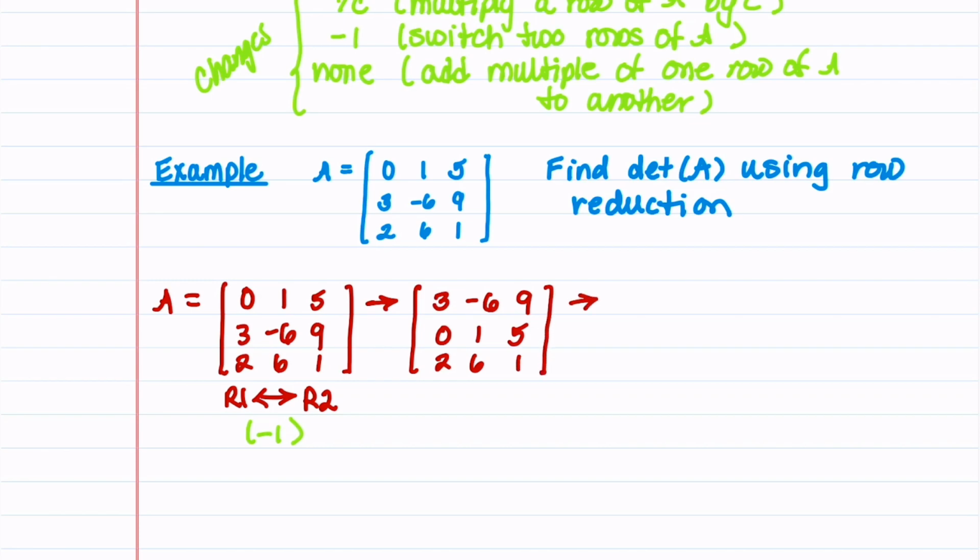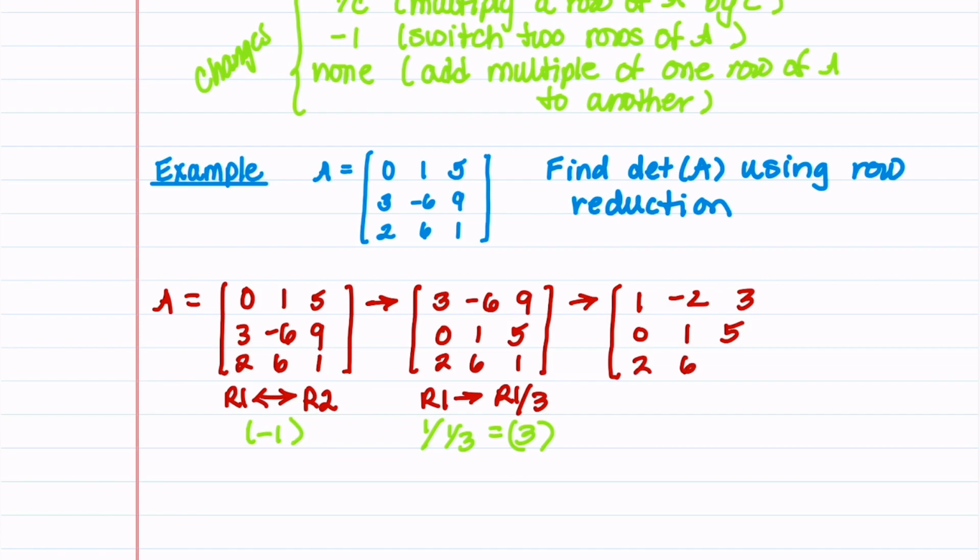And then we're going to take our first row and we're going to divide it by 3. So we're going to say row 1 goes to row 1 divided by 3. And if we go back up at our changes, we're multiplying a row of A by C and we get 1 over C. So what we're doing is we're multiplying row A by 1/3. So 1 divided by 1/3 is going to be 3. So let's do that. So we end up with a 1, a -2, 3. And then our second and our third rows come over as they were.